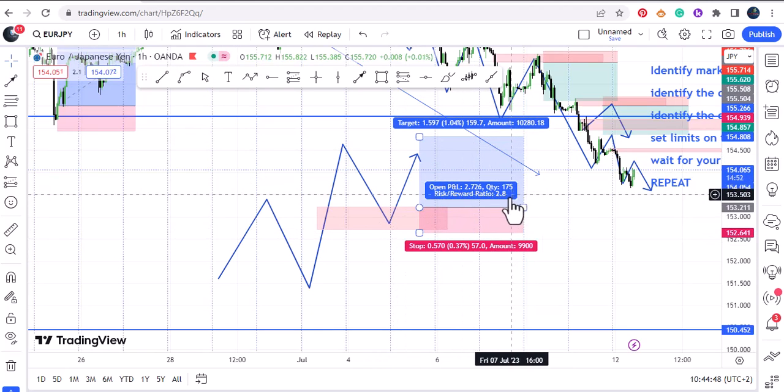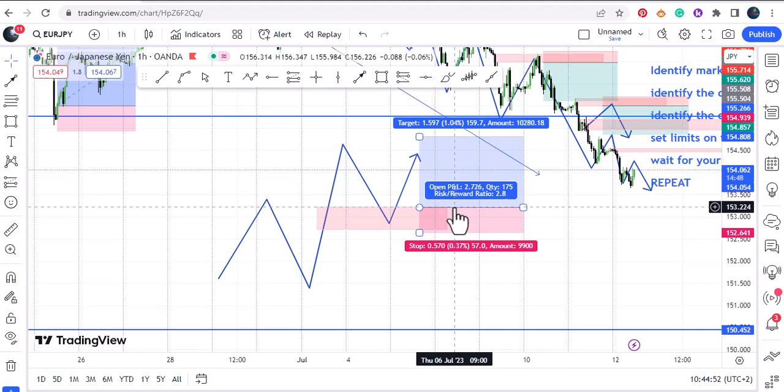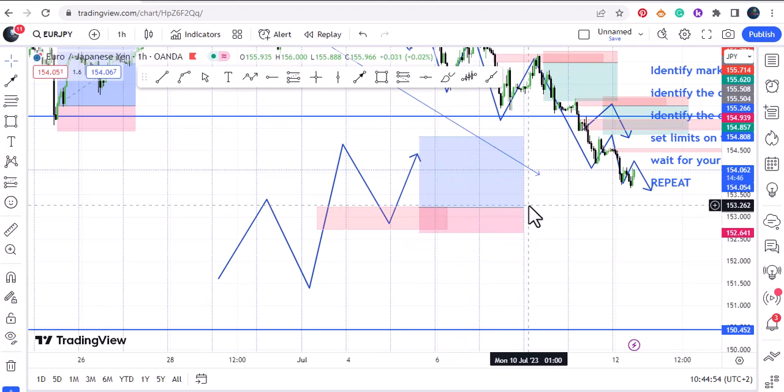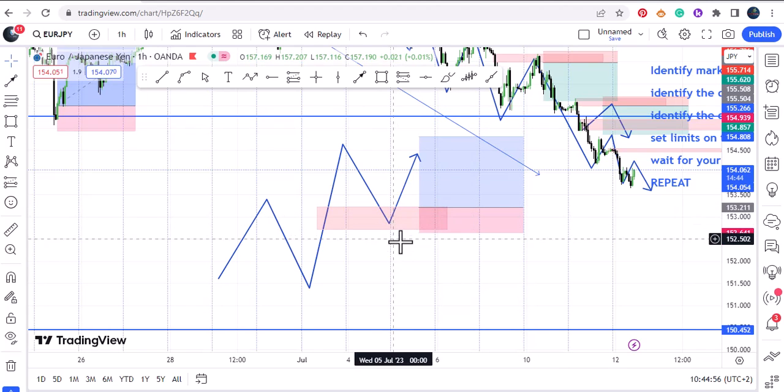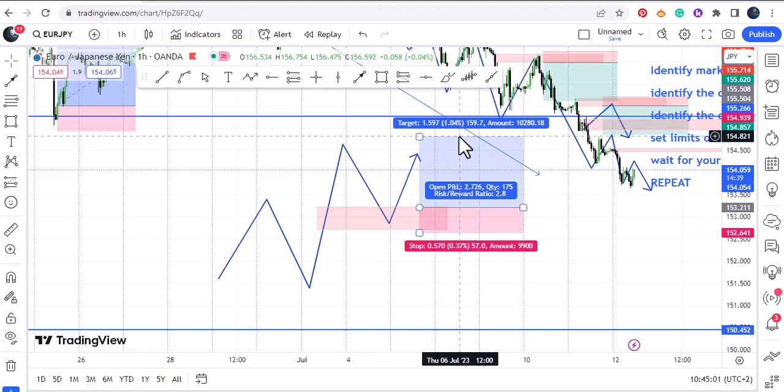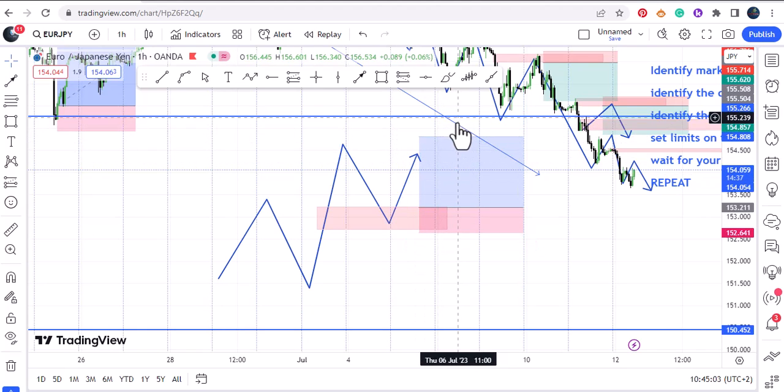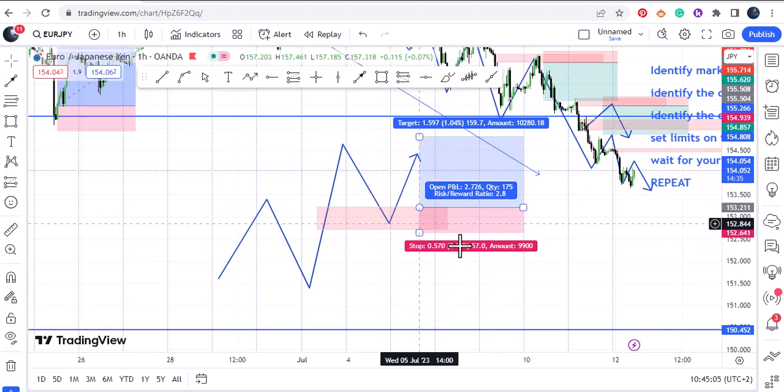So here we've gone for 1 in 2.8, right? So what you're going to do is you set your buy limit at this point, at the beginning of that order block, and your stop loss is going down below that order block, and your TP is going where your risk to reward ratio is going to be, right? So you're going to set this as your limit.